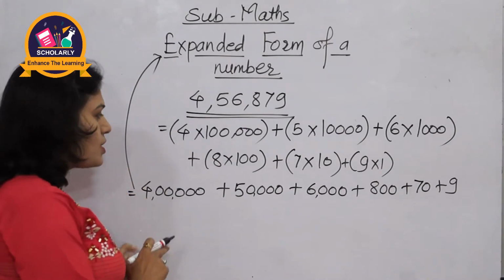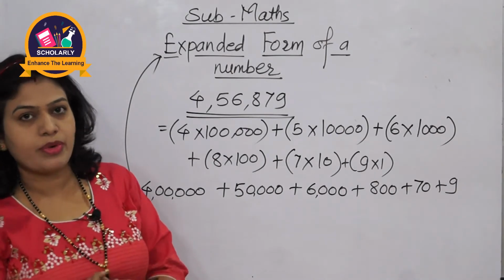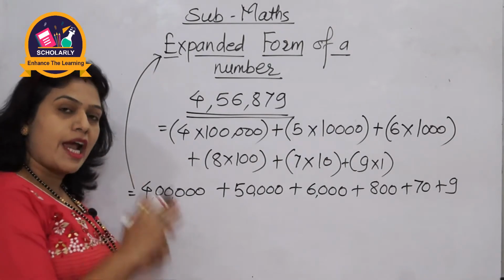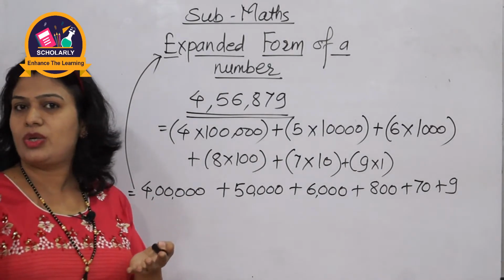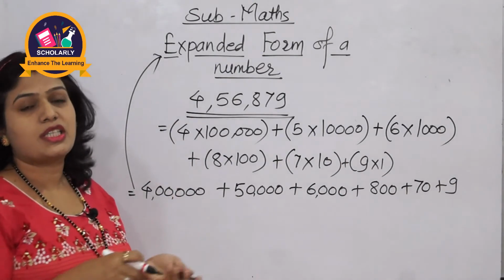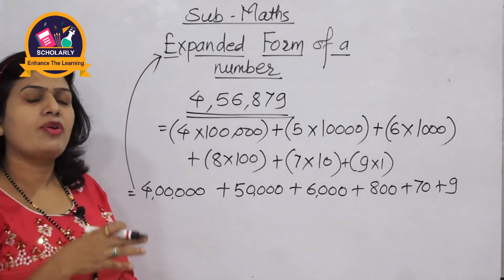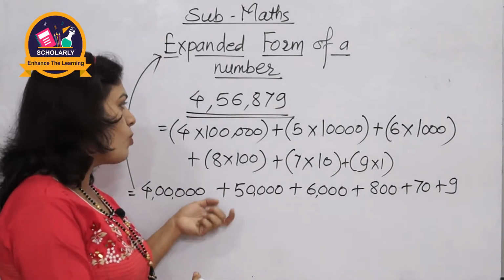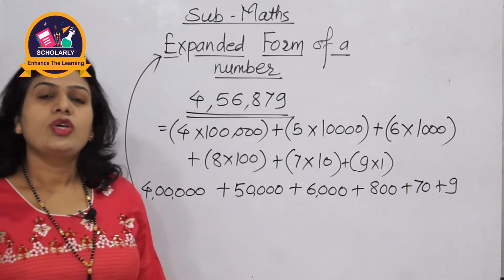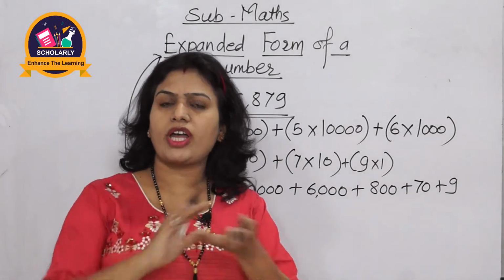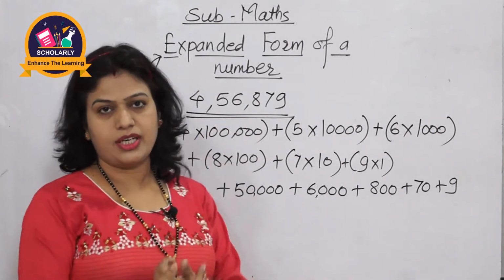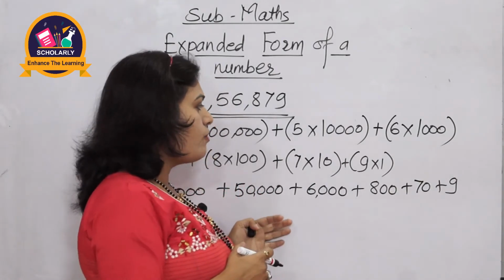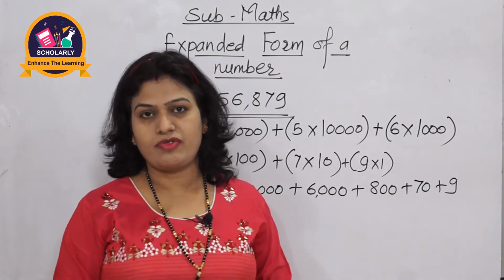Now you will understand what the expanded form of a number is. The expanded form of a number is nothing but the addition of all the place values of each digit in the given number. We just have to write the place values in addition, and you will get the expanded form of this number. So you can write the expanded form of any number using this method. So go and practice.